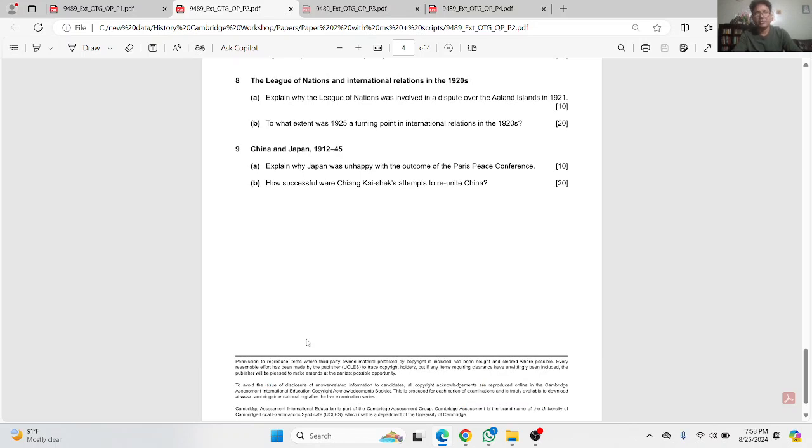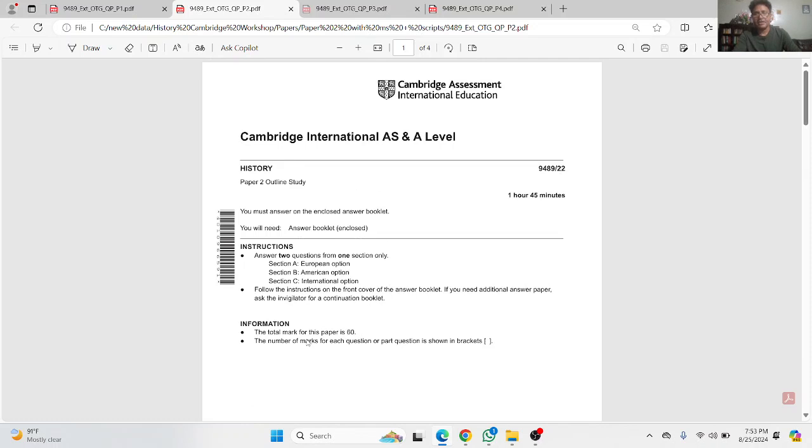So this was all about the paper format. Today we discussed AS level paper 1 and paper 2, and hopefully in the next session we will discuss the remaining two.